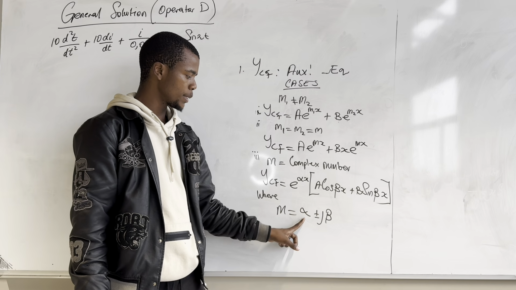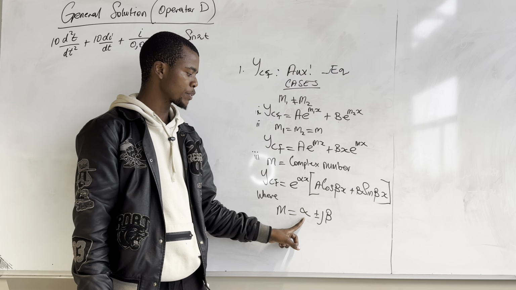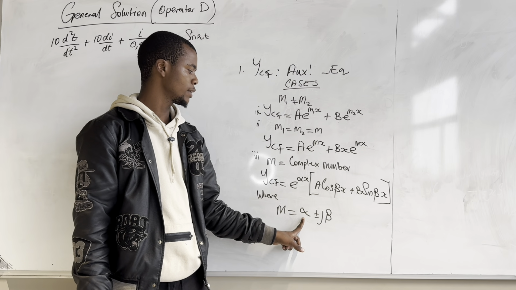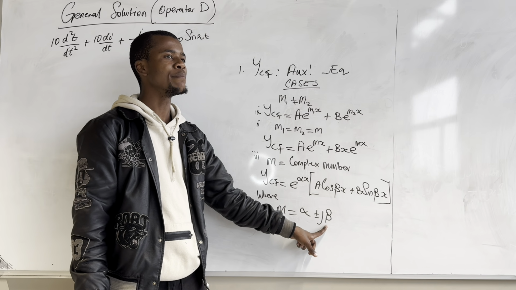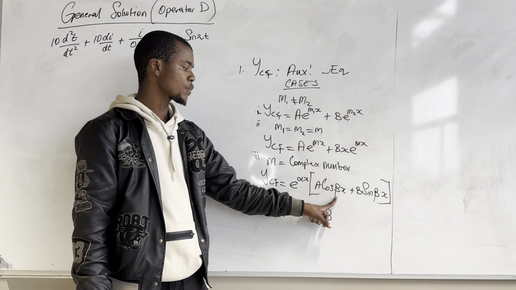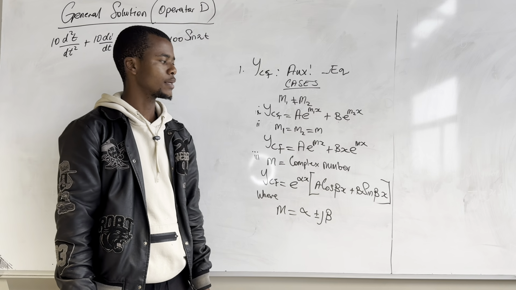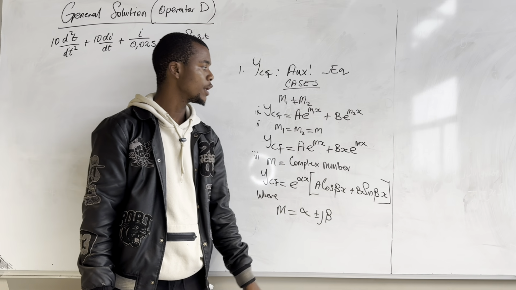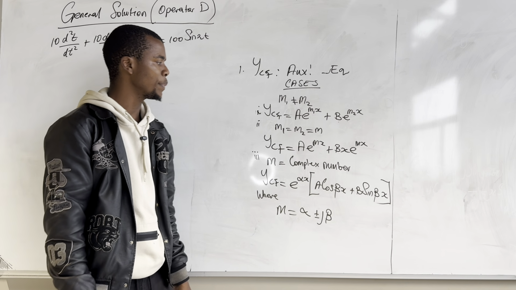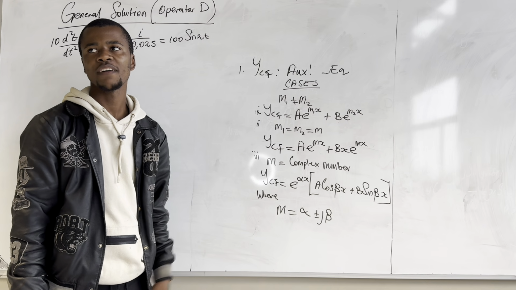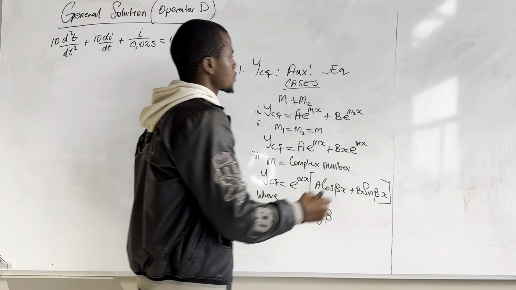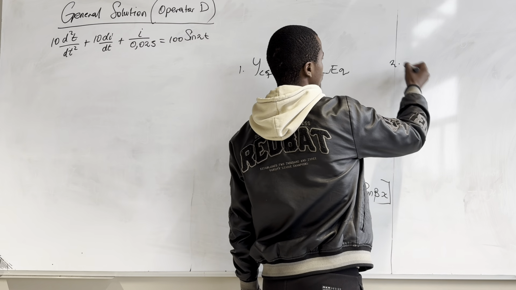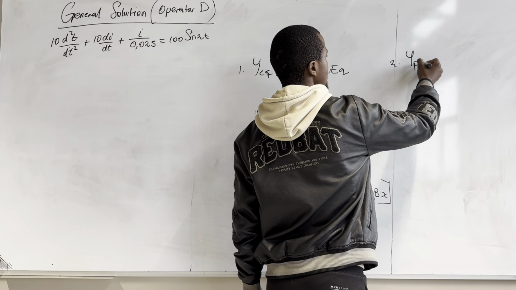Okay, where the real part represents the alpha, and the beta is the imaginary part, which is this angle here and here. So this is how you apply a complementary function. Okay, on number two, we must find a particular function.